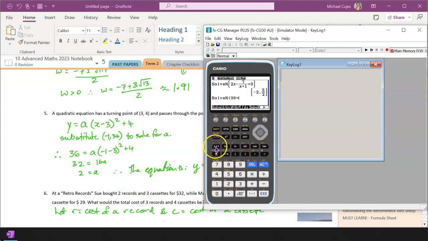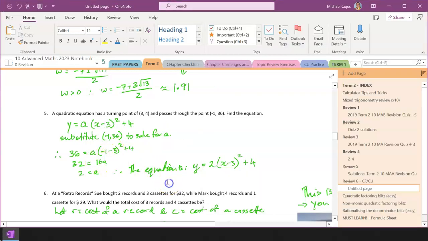36 equals now variable. I still have to use the x input, even though it's an a here. Just make sure you write a on your paper. Well, -1 minus 3, I'm going to even pretend that we couldn't do that. -1 minus 3 bracket squared, and now +4, close my bracket, and solve n will find it for us. More solutions may exist, but it found the solution too. That is, of course, the solution we were after.